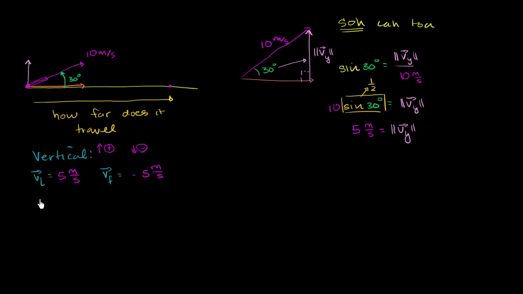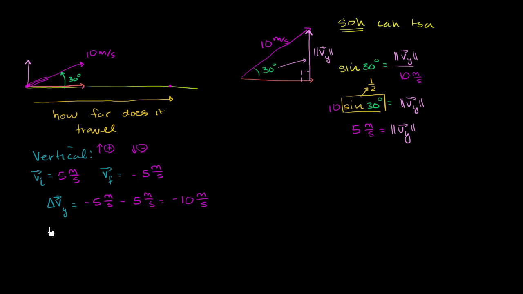So what's our change in velocity in the vertical direction? Change in velocity in the vertical direction, or in the y direction, is going to be our final velocity, negative 5 meters per second, minus our initial velocity, minus 5 meters per second, which is equal to negative 10 meters per second. So how do we use this information to figure out how long it's in the air?